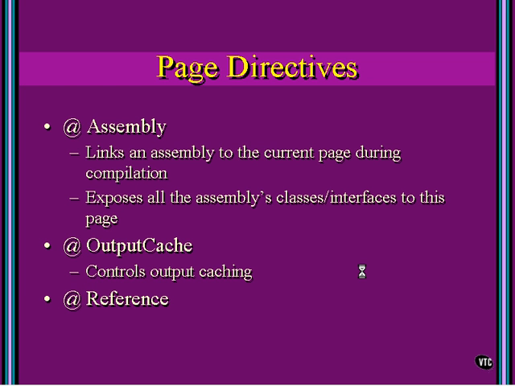Output cache directive. This controls output caching and that whole caching process of writing these pages into memory and then allowing people to grab them quickly. Reference, this links this page to another one during compilation. This tells it when you compile this page, go ahead and compile this other one because I'm going to be using functionality off of that one.